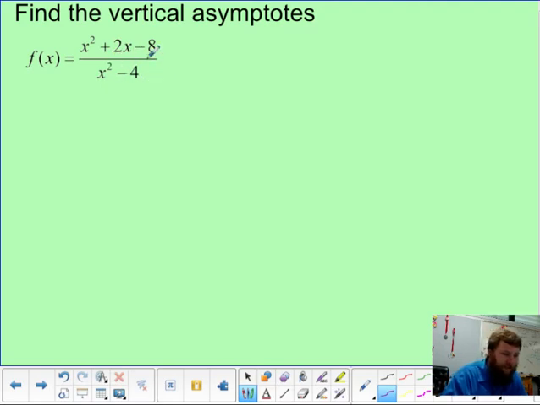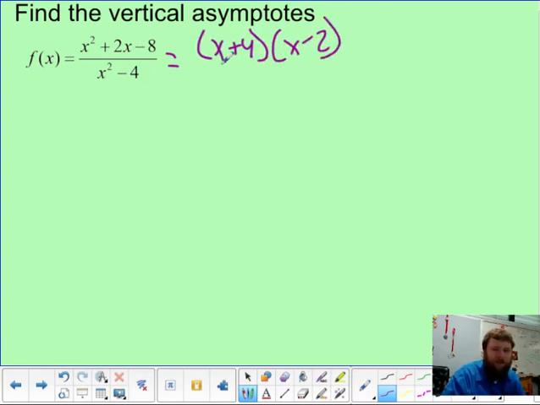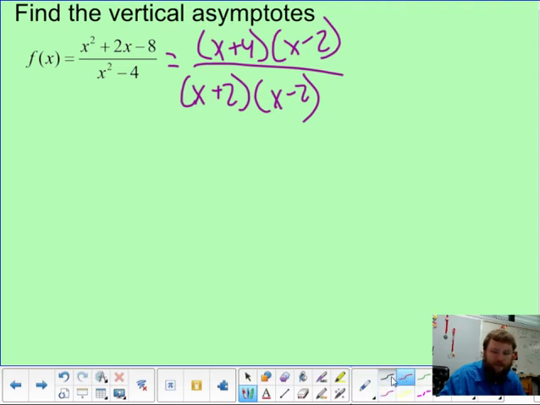Now the first thing you have to do is factor this, because it's not going to be an asymptote if things cancel out. That's just a discontinuity. That's a point of removable discontinuity. So factoring the top, I don't care how you factor, multiply to negative 8 and add to 4, is going to be x plus 2 times x minus 2. On the bottom is going to be its difference of squares, x plus 2 times x minus 2. What cancels out here? The x minus 2. So all you're left with is x plus 4 over x plus 2.